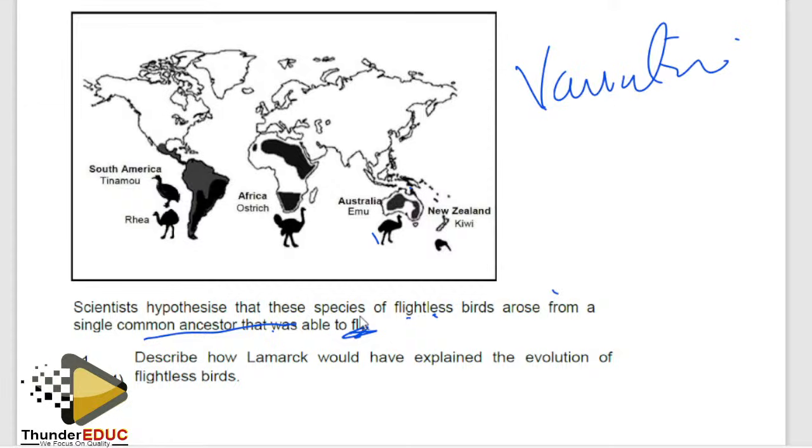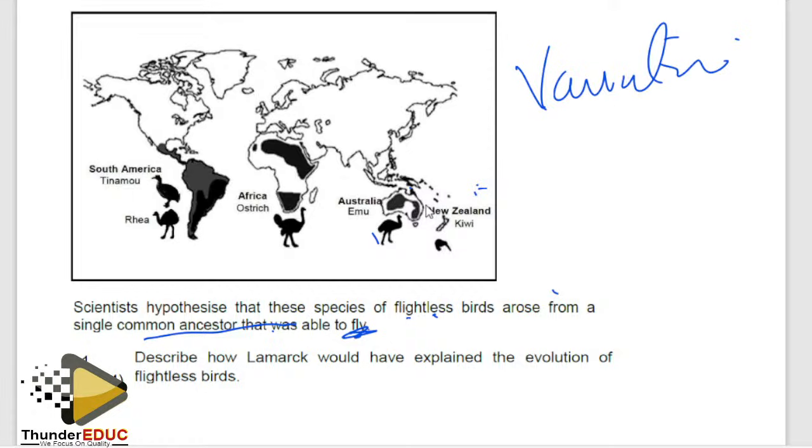This is called natural selection. Those which are not able to fly reproduced in large numbers. Is it clear? And then you talk about how they pass their genes to the next generation. After many generations, all birds were not able to fly, or they became flightless birds. Is it clear? That's how you can explain. But you can still be asked to describe how they became new species.